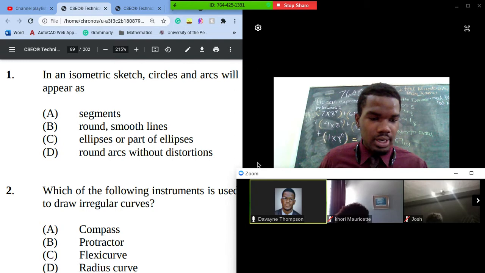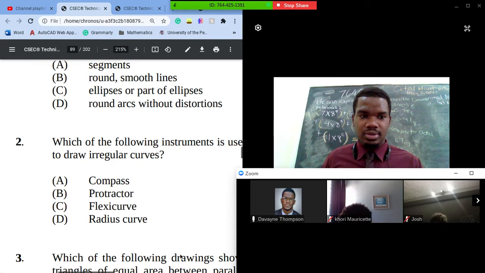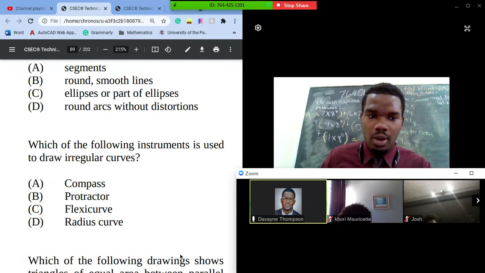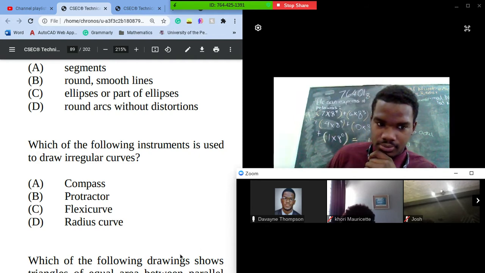Alright, we're going to go to the next one now, and this one goes to Zachary. Zachary, there? Yes, sir. Now just think about this question. Which of the following instruments is used to draw irregular curves? Is it a compass, a protractor, a flexi curve, or a radius curve? It's your first time going through this, so I just want you to make an educated guess.